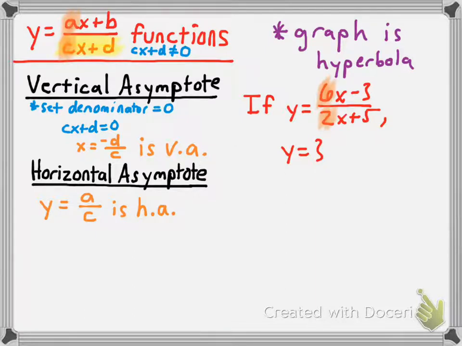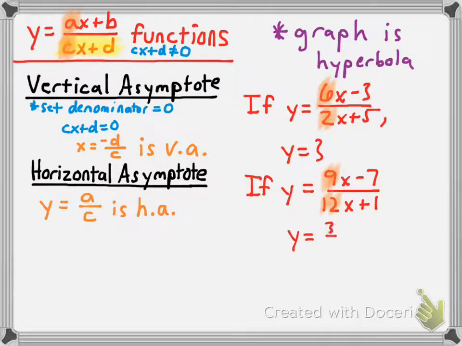And you could try the same thing with this function: y equals (9x minus 7) over (12x plus 1). If you divide, or make a ratio out of, the leading coefficients for the numerator and denominator, it would give you y equals 3/4 in simplest terms. And you'll see that just below 1 on the y-axis, there will be a horizontal asymptote if you graph this function on your calculator. So that's how you find the horizontal asymptotes when you have a linear function divided by a linear function: you simply divide the leading coefficients of those two functions by one another.